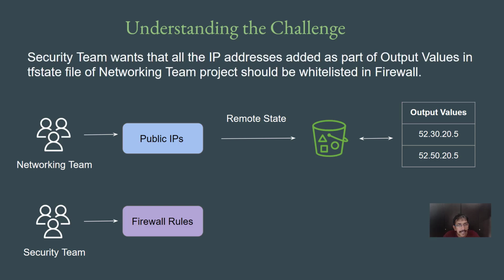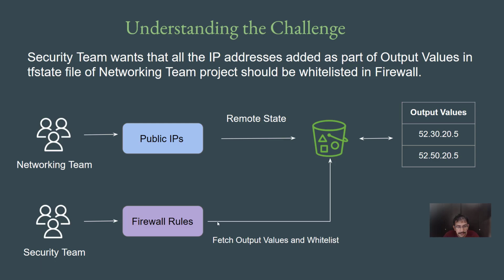It can happen that the security team wants all of the IP addresses created by the networking team to be whitelisted as part of the firewall. So what you want is for the Terraform code that the security team is creating to connect to the S3 bucket where the terraform.tfstate file of the networking team is stored, fetch all of the IP addresses that are part of the output values, and whitelist them as part of the firewall rules.